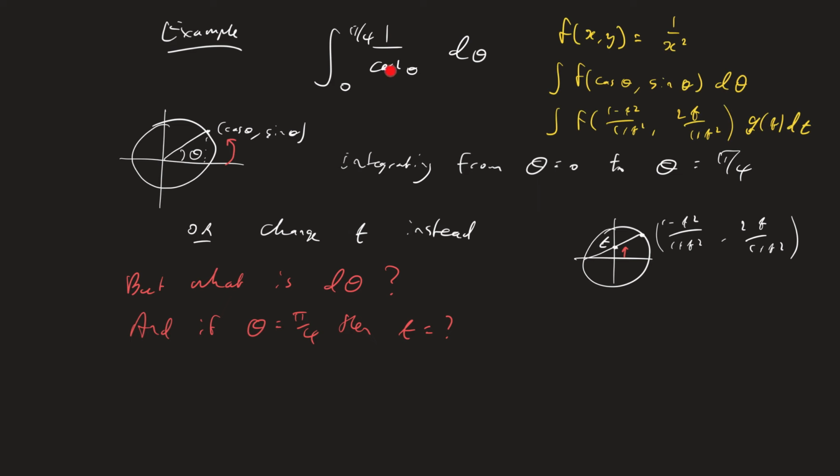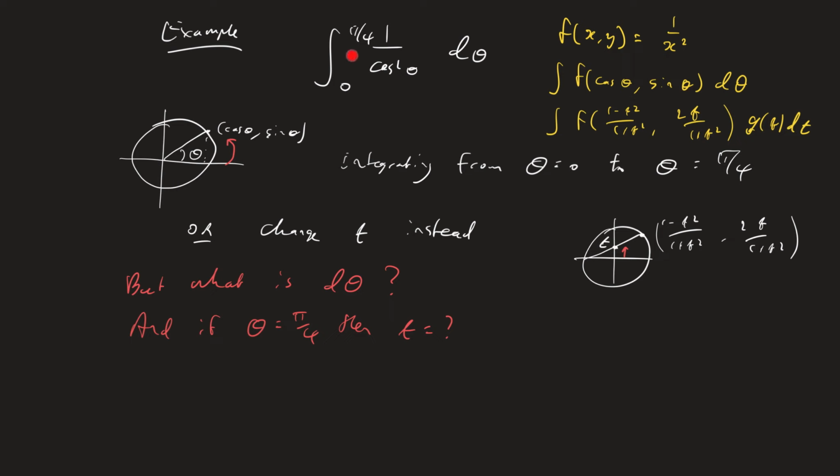Rigorously, we can think of this function as the function f on the circle. Given a point (x, y) on the circle, this function is just 1 on x squared. The reason is because when we parametrize the circle by cos theta, sine theta, the x-coordinate is cos theta and the y-coordinate is sine theta. So 1 on cos squared theta, cos is the x-coordinate, that's 1 on x squared.